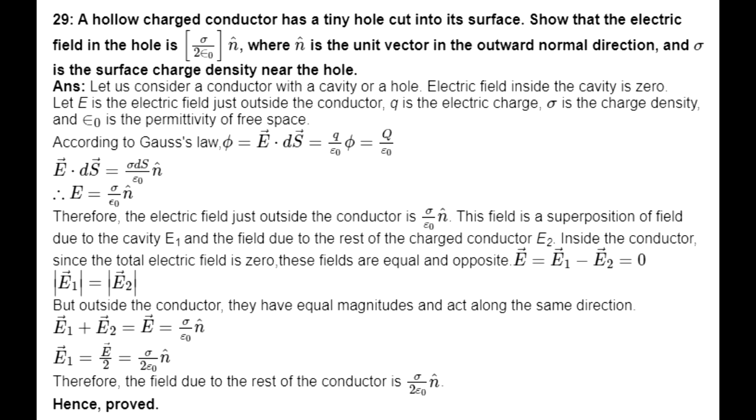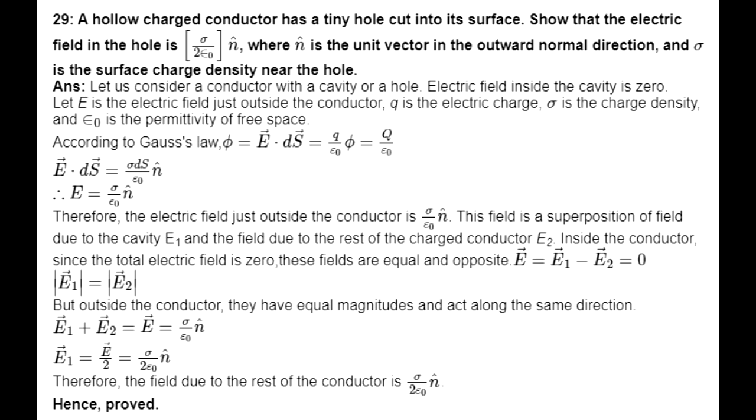So for this, let us consider a conductor with a cavity. Electric field inside the cavity is 0. Let E be the electric field just outside the conductor, Q the electric charge, and sigma the surface charge density. Then, according to Gauss law, flux phi is integral of E dot dS, that is Q by epsilon naught, and therefore flux phi is equal to Q by epsilon naught. So electric field just outside the conductor is sigma by epsilon naught, that is normal to the surface.